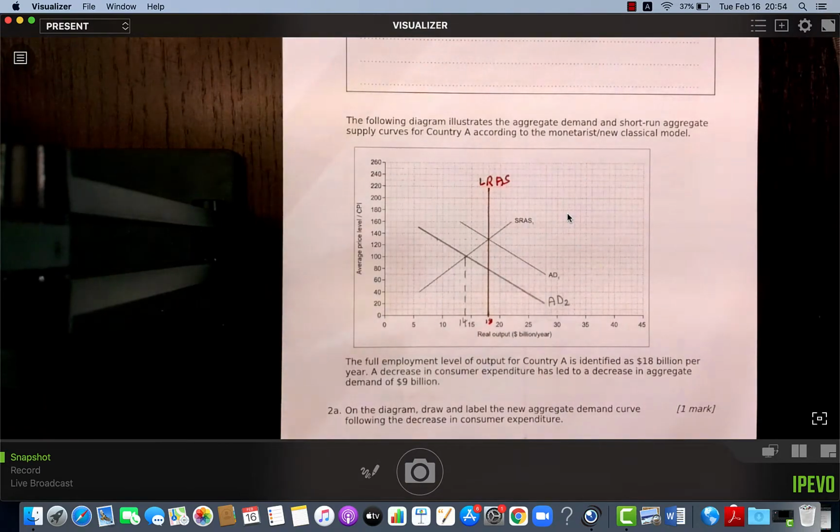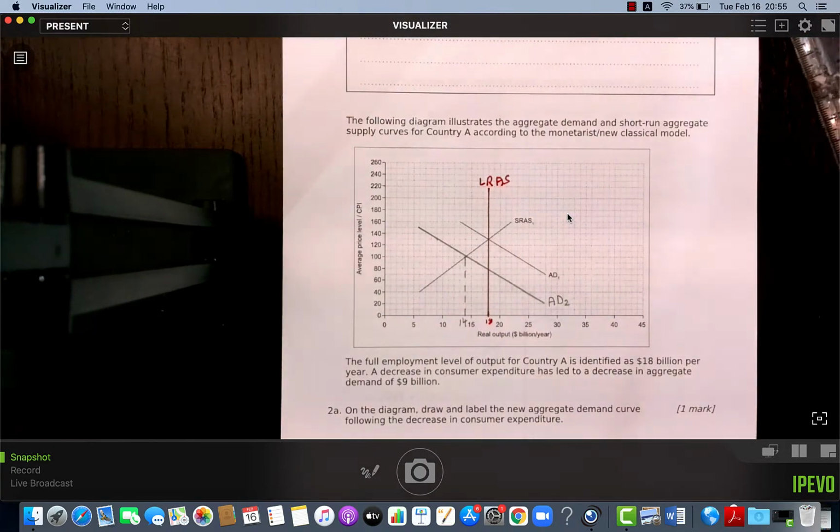Well, what's going to happen? Well, there's going to be high unemployment. And if there's high unemployment, there's going to be lots of people looking for jobs and few jobs available. There's going to be a high supply of labour and a low demand for labour relative to each other, of course. So what does that mean? Well, what that means is that wages will fall. And if wages fall, that's an outward shift or a downward shift of the short-run aggregate supply.